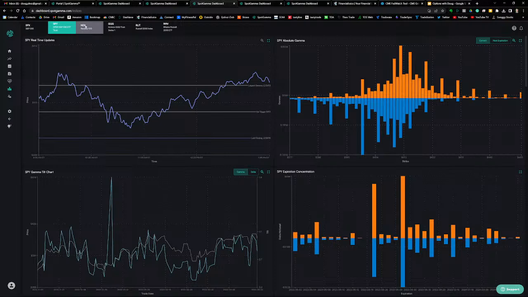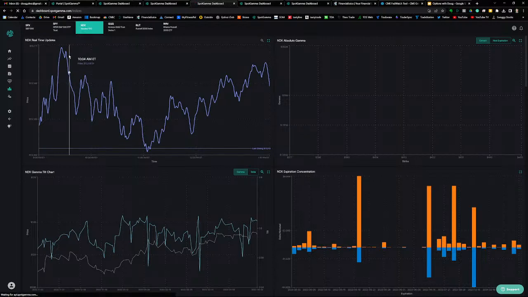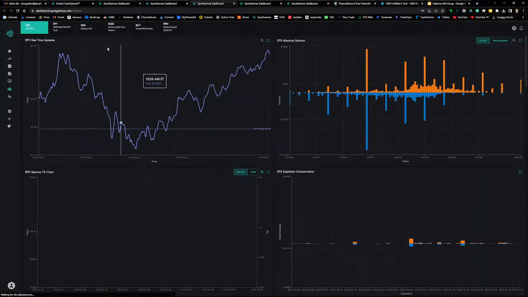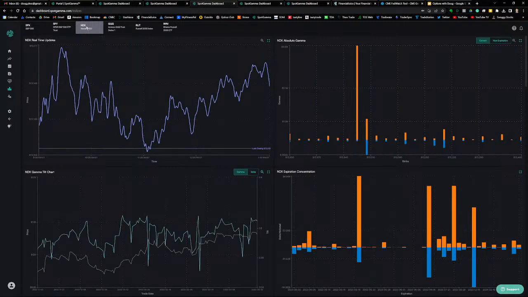Let's take a look at NDX. And I'm going to have to do a refresh. Go to NDX. So for NDX, here's the 12,975 absolute gamma strike as well as the call wall. And that strike, the call wall and the key gamma strike have been at that level for quite some time. And then the put wall is at 11,000, and that's not shown on this chart.